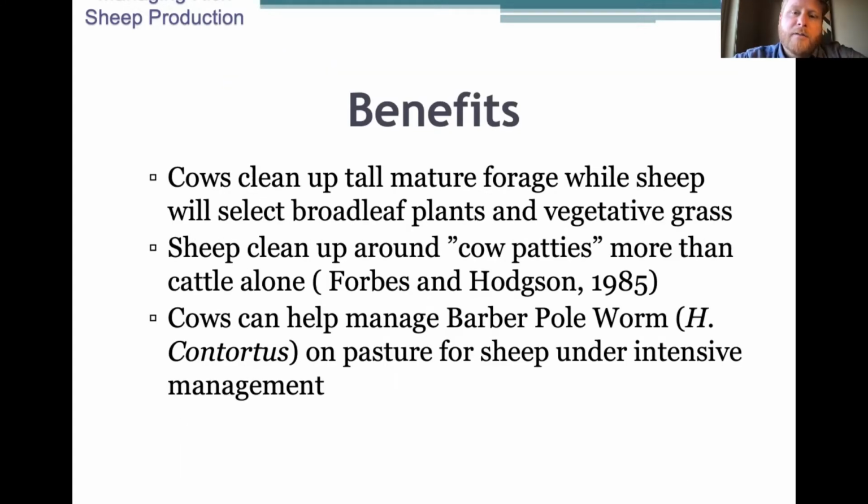Cows will clean up tall mature forage while sheep will select those broadleaf plants in a grazing system and those vegetative parts that oftentimes cattle may ignore. Sheep will clean up around cow patties more than cattle alone. Cows can also help manage the barber pole worm when grazing pastures that have been grazed by sheep prior and serve as a dead end.